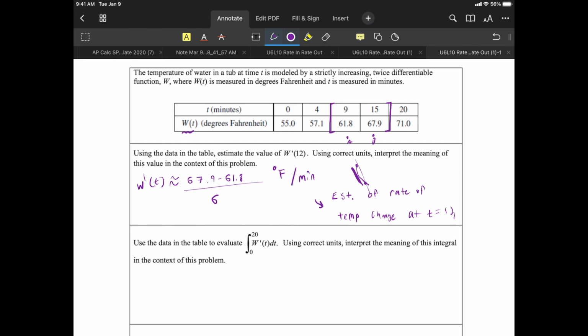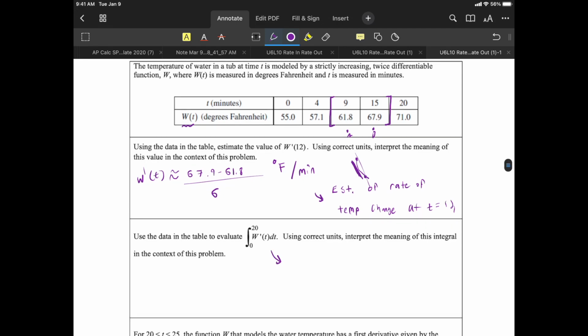Okay, this is the trickier one here. Let's look at this definite integral. Use the data in the table to evaluate the definite integral from 0 to 20 of W prime of t. Well, I don't have W prime of t, so this must be a fundamental theorem of calculus question. Go up one level. This is W of 20 minus W of 0. Those two things I have. 71 minus 55, and this is going to be 16. Both of these are measured in degrees Fahrenheit, so this is 16 degrees Fahrenheit.